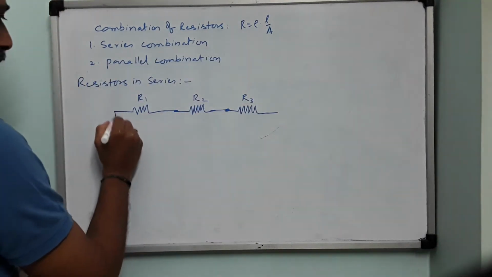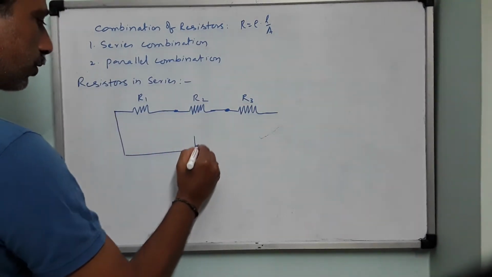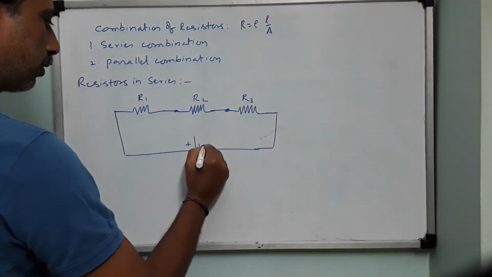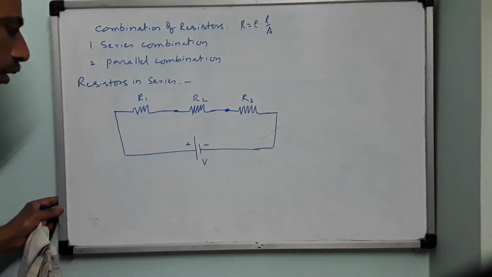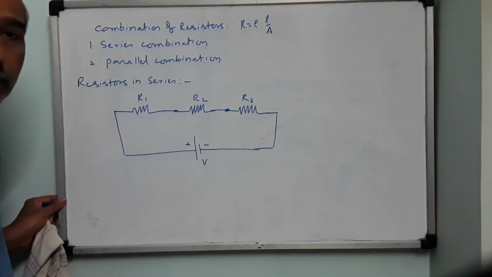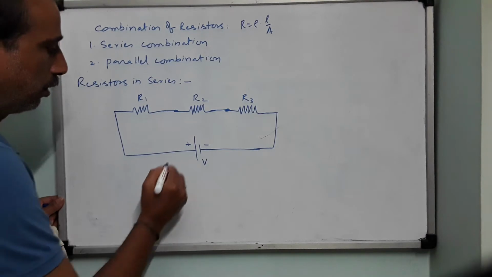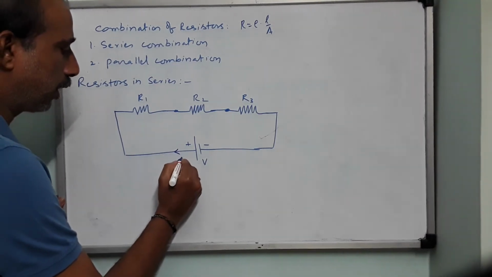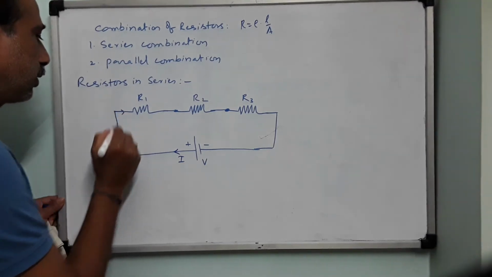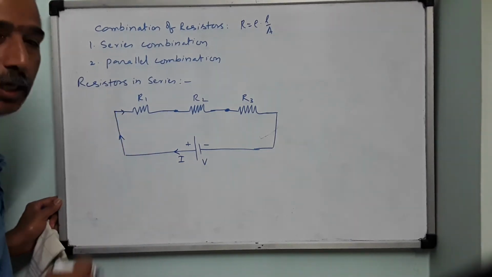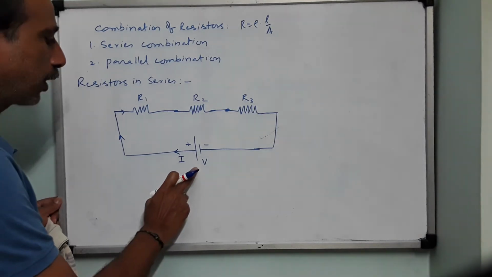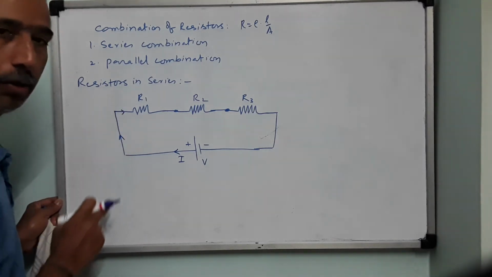Now let us connect all of them to a common source of potential difference, V, plus minus V. We discussed in previous classes that current always comes out of the positive terminal of a cell. So current is now coming out. Let us name it as I. This current will come here. I is nothing but Q by T, the rate of flow of electric charge. That means physically the charge is flowing in the circuit.